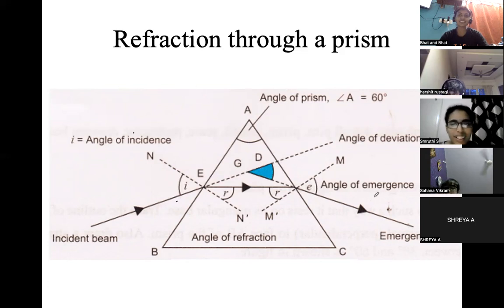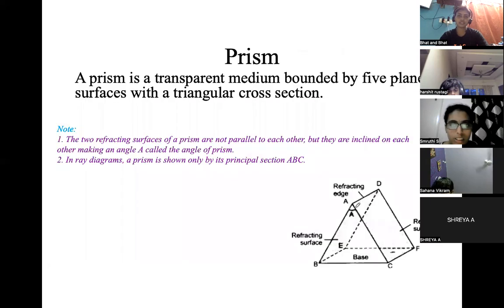Ma'am, I have a doubt. Tell me. Ma'am, are all the planes rectangular shaped in a prism? Yes, see, this is a rectangle. This is also a rectangle. The base is also a rectangle. But the front and back faces will not be rectangles. That's it. Okay.